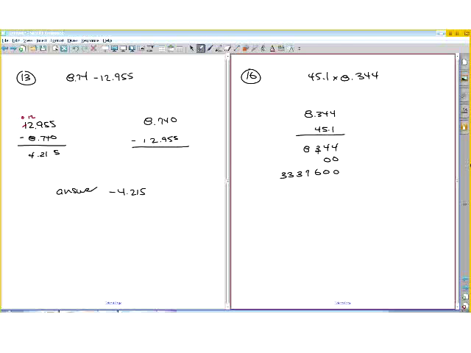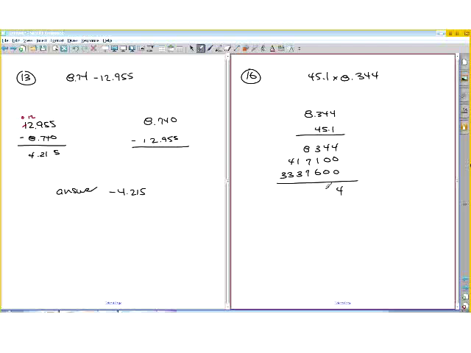Okay, 0. And then 5 times 4 is 20. Carry 1, you get 21. So 5 and 4 is 20, plus 1 is 21. So you carry 2. 3 times 5 is 15, plus 2 is 17. You carry 1. And 1 onto 40 is 41. And now we add them.